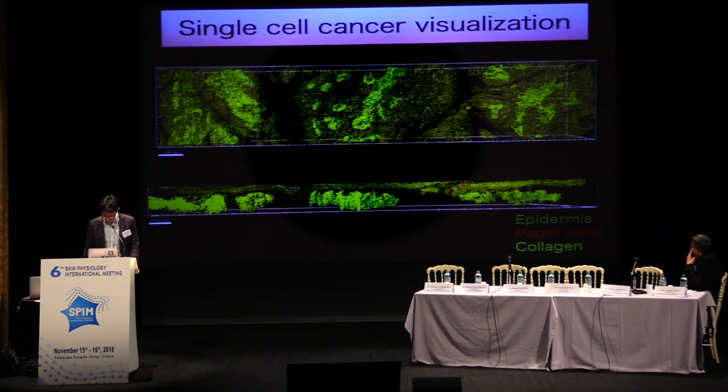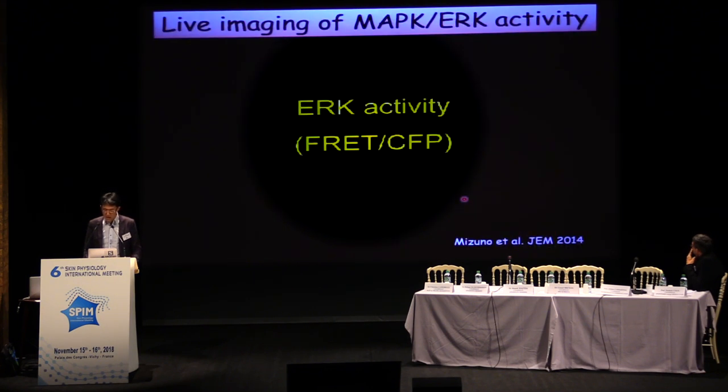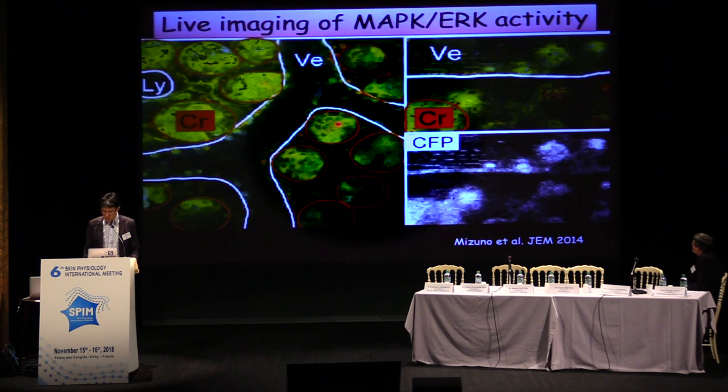This small red point you can see is a single cancer cell. So we may take advantage of this technique to define a surgical margin. And we can also visualize signaling pathways. For example, when MAP kinase signal is activated in the skin, the cell's color changes from green to red.